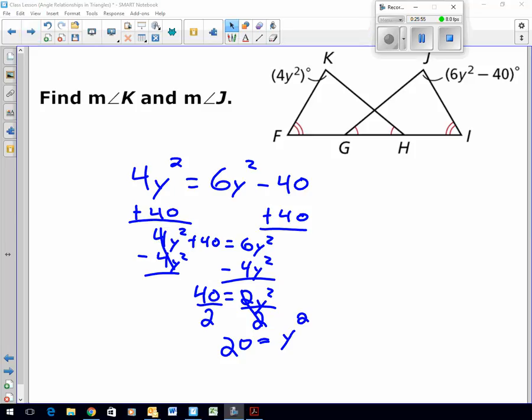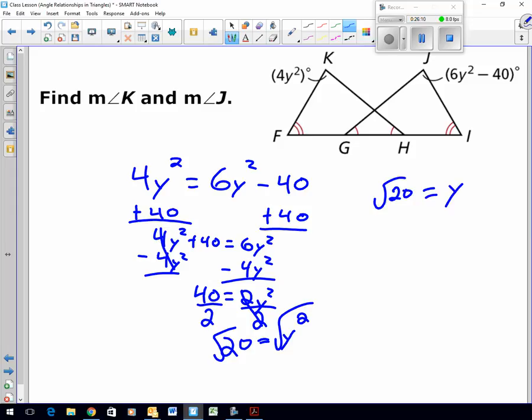So when I get to this point, how do I get rid of the exponent? Take the square root of both sides. Square root of 20 equals y. I like that simplified radical form. You remember how to do this, Big Dog?